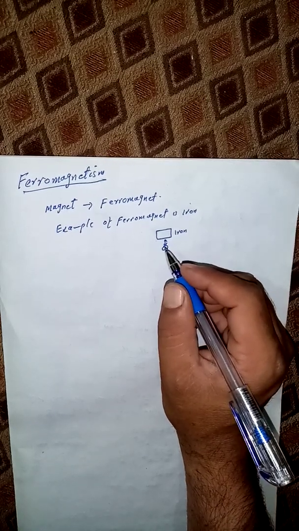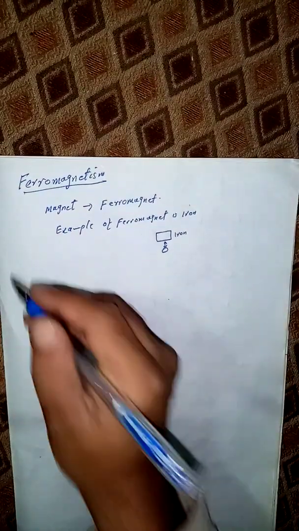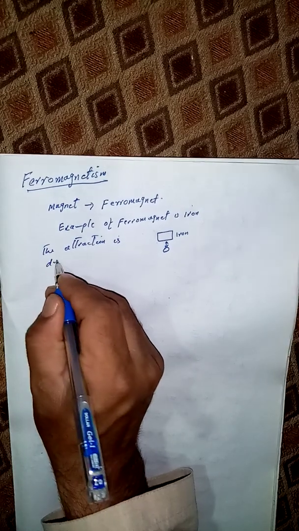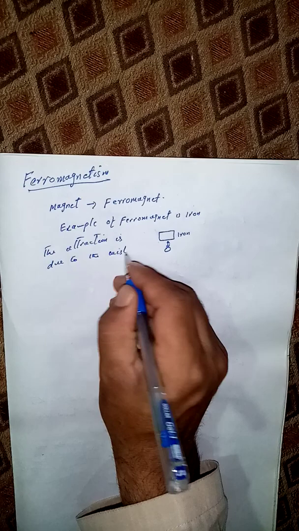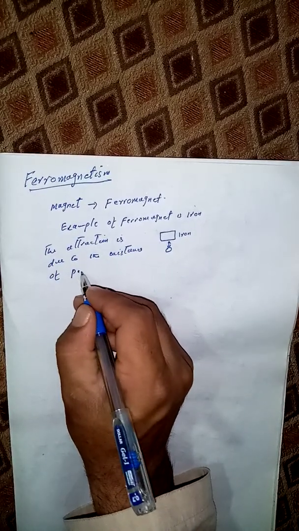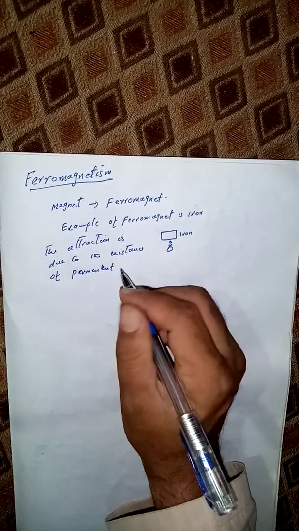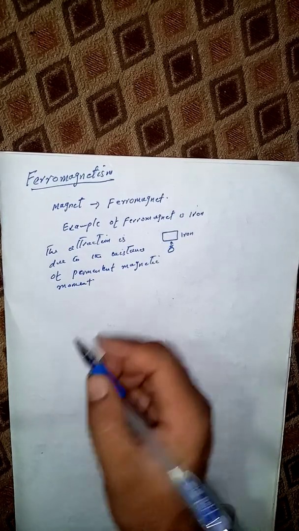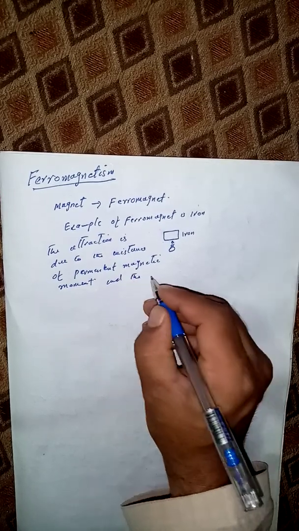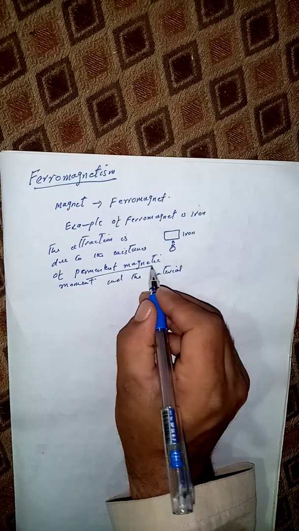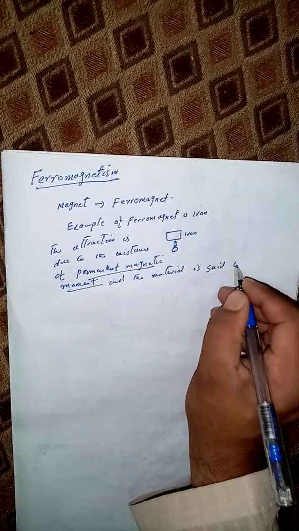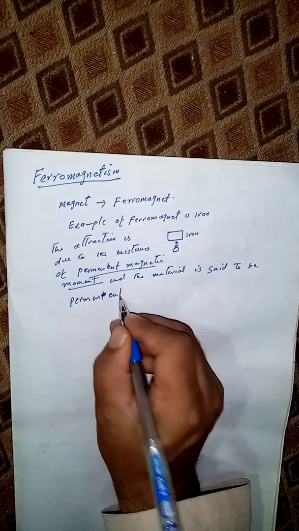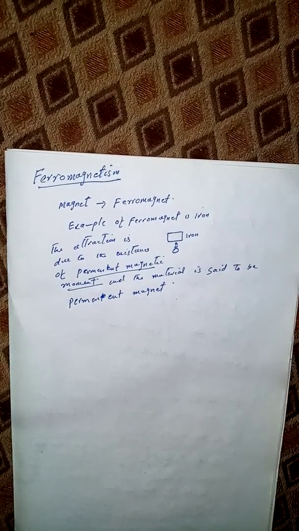Now this attraction is due to the existence of permanent magnetic moment. And the material which has a permanent magnetic moment is said to be a permanent magnet. This is one property of ferromagnetism.